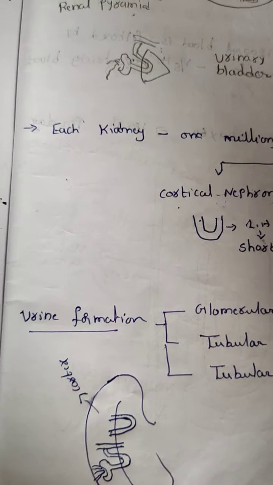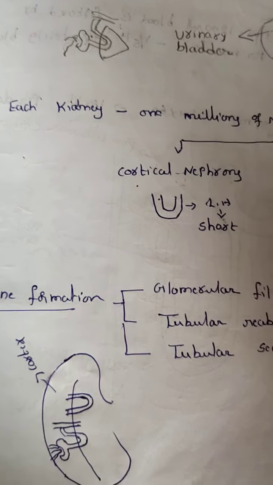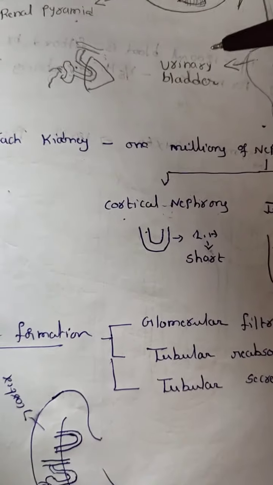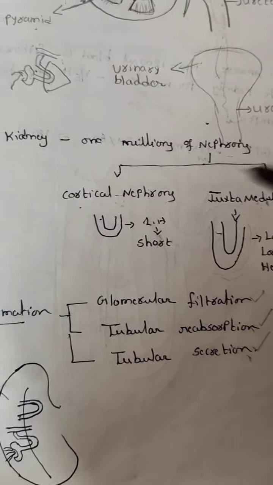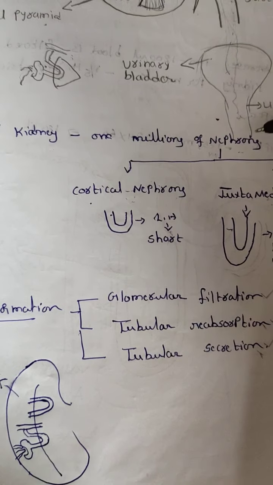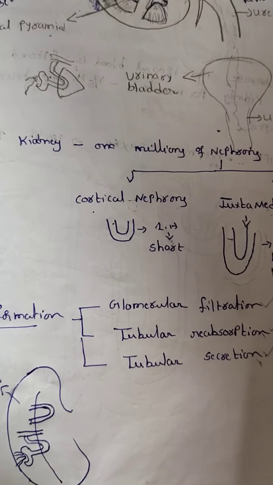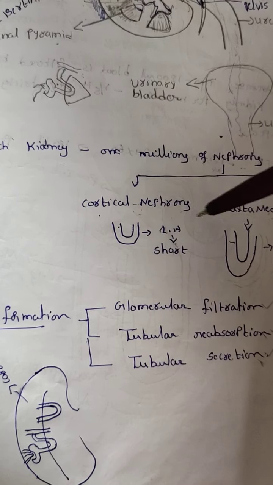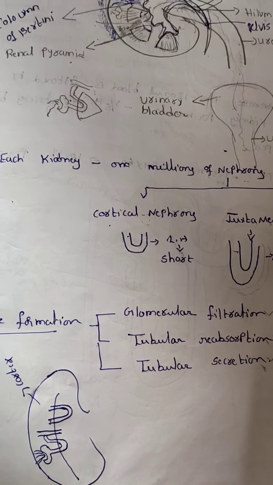Today we will discuss a very important topic, that is urine formation. Last class I already said that each kidney has 1 million nephrons. The nephron is the structural and functional unit of the kidney. The nephrons are of two types: one is the cortical nephron, and the other is the juxtamedullary nephron.